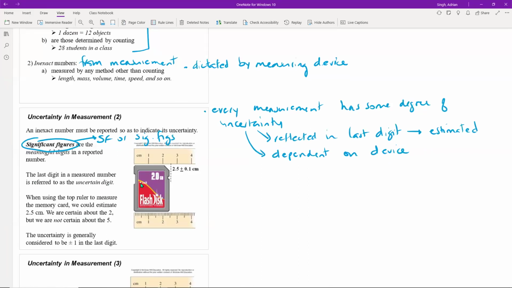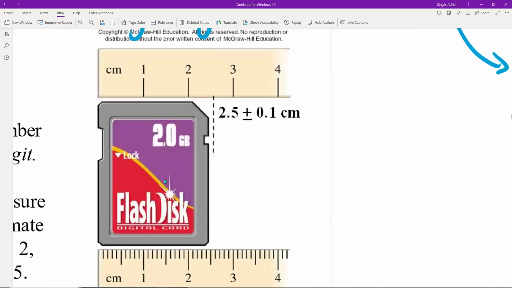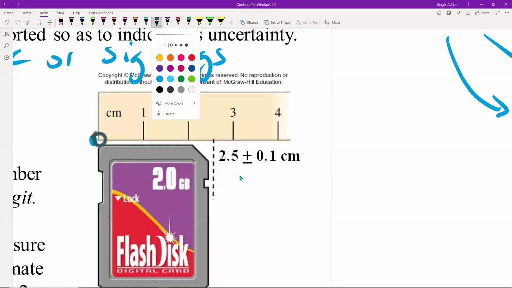If I have this particular thing, this looks like an SD card, for example, and if I use this top ruler to measure the width of the SD card, right, we line it up at the 0, assuming this is 0 over here on our centimeter ruler. So here, that's a 0. We have 1, 2, and then 3. So if we line up the edge of the thing, so right about here, okay, we know for a fact that this width is more than 2, but it's less than 3 centimeters.